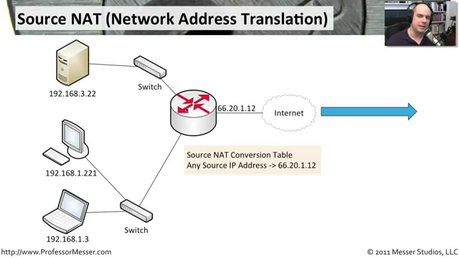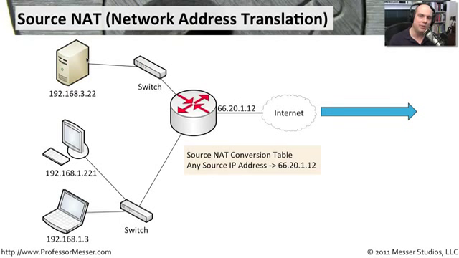Another nice part about this is that we're not connecting our users directly to the internet. There's no way for someone on the internet to access 66.20.1.12 directly and somehow end up at this user. The only way you would be able to do that is if that user asked Google first and Google replied. So there is a security component to providing that source NAT.